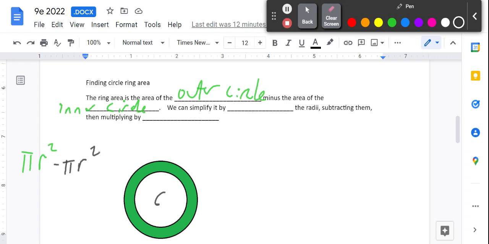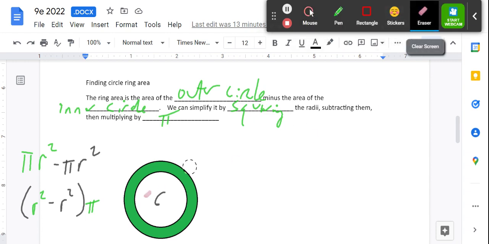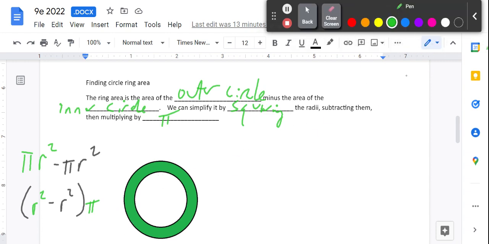Now I'm going to rearrange this formula a little bit. I'm going to have my green radius squared minus my other radius squared, and that's going to distribute to pi. So we can simplify it by squaring the radii, subtracting them, and then multiplying by pi. I'm doing this to keep it clean so we don't have to do a whole bunch of stuff.